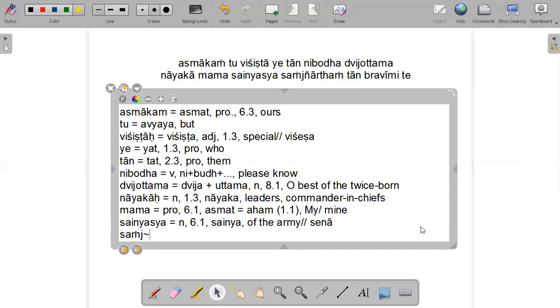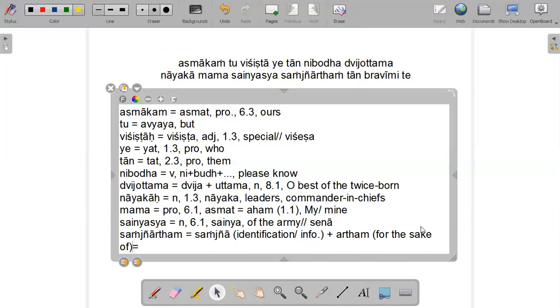Then the next word is Sangyartham. Do we have any two words here? Sangya Artham. Sangya Yukta Artham. What does Sangya mean? Identification here. Yeah, let's say identity. Information also. Okay, let's say information even. And what does Artham mean? Purpose. For the sake of, for the purpose of. So it means for the sake of information, for the sake of identification.